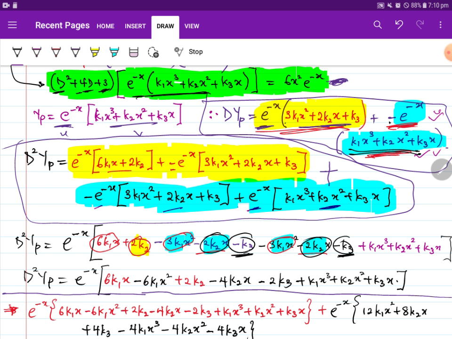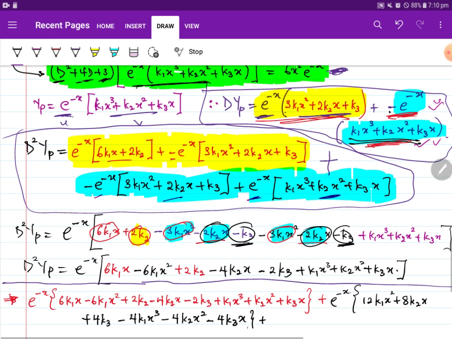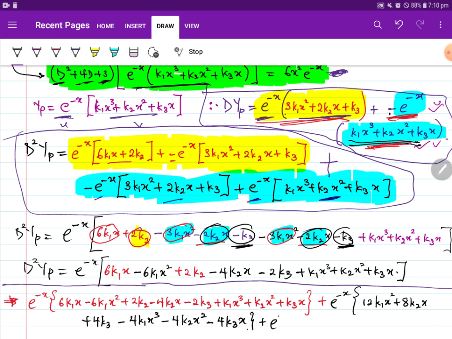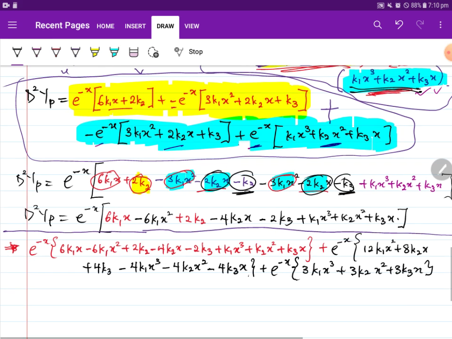For the first derivative, the constant is 3 multiplying it. So I can at the same time say that it is positive, plus exponential minus x, yes, because minus x will be factorized out. Now 3 is multiplying everything inside the bracket. That's 3k1x cube plus 3k2x square plus 3k3x. Close the bracket, all equal to my right hand side.